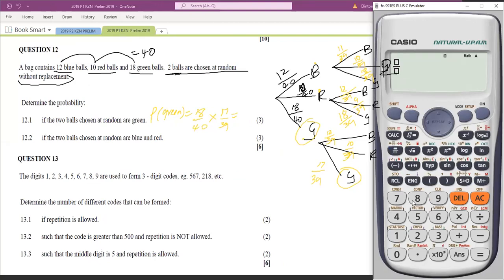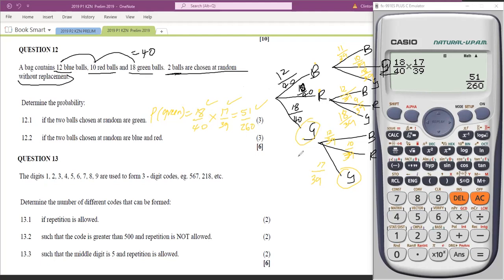So we have 18 over 40 multiplied by 17 out of 39. This gives us what? 51 over 260. And that should score you your 3 marks there. Okay.